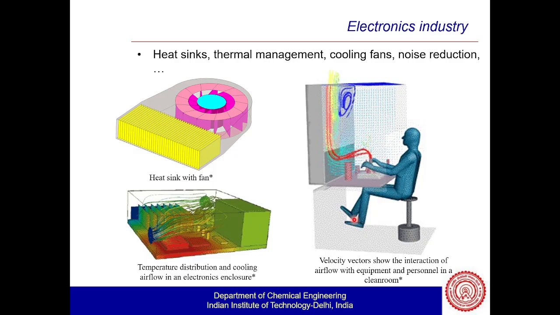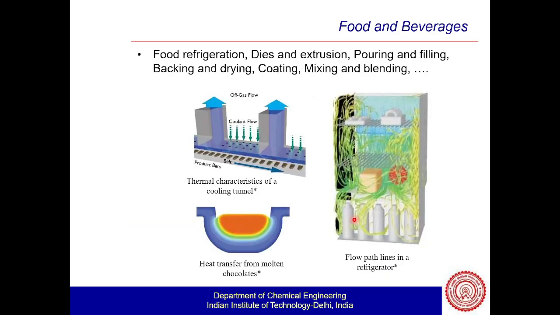Okay, so going to the food and beverages: food refrigeration, dyes and extrusion, pouring and filling, pack and drying, coating, mixing, blending. So typically, as you can see here, this is the thermal characteristics of a cooling tunnel. These are the chocolate bars you are producing. And then you can see the heat transfer from molten chocolate. So this chocolate is basically a solid. Part of it may be converted into a liquid that can re-solidify depending upon the temperature. It can also, a part of it may get evaporated.